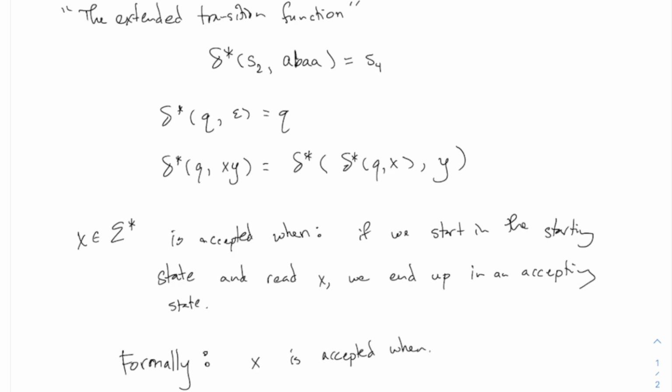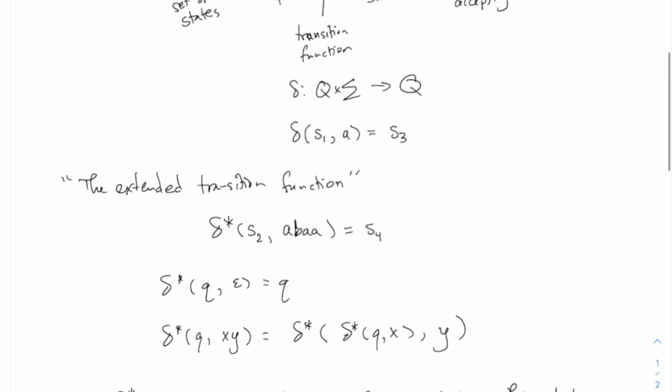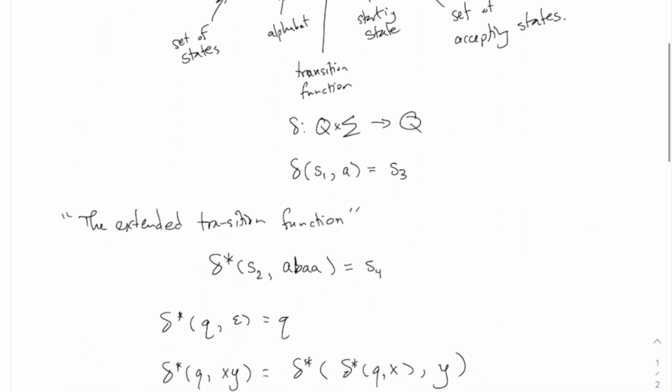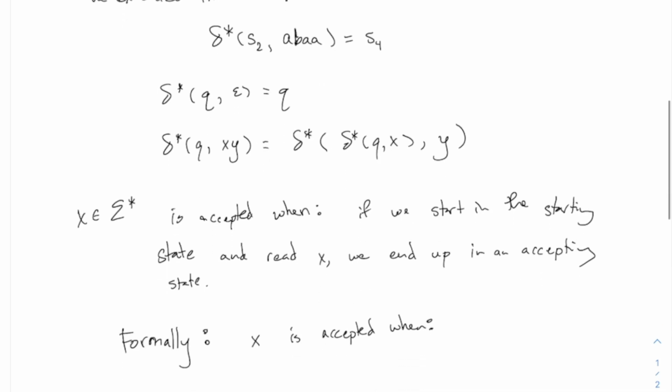when... Anybody think you can say this in terms of all of this symbology we got up here? These things here, deltas and whatever. What you want to say is, if you start in the starting state and you read x, then you end up in an accepting state. Any thoughts about that? How can I say that with all this formal language?